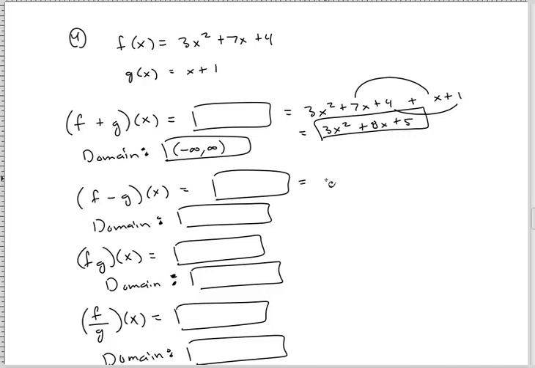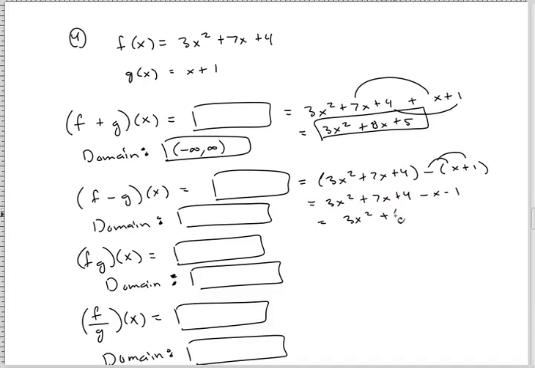As far as the subtraction goes, now I'm going to use parentheses. The last time I didn't need to, but here I need to differentiate between the f and the g. You don't really need parentheses over here, but you need them here on this side to be able to distribute the minus sign. And so now you get a negative x minus 1. Combine your like terms again. 3x squared, now plus 6, and then plus 3. And that's your new answer.